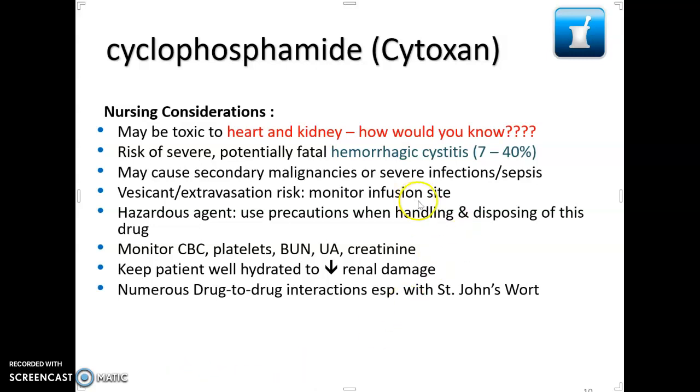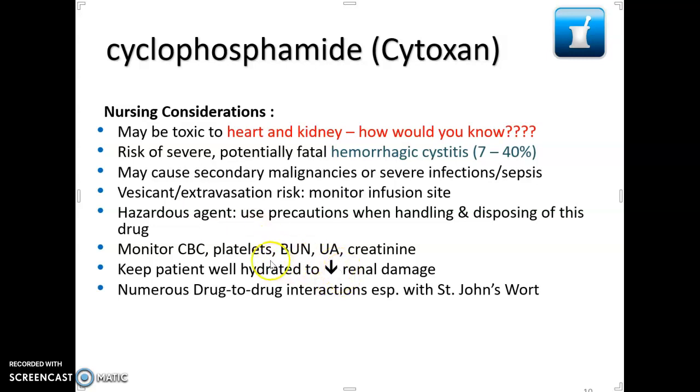It is a vesicant. You need to be worried about this drug if you're going to give it through a peripheral IV. Ideally, it should be given through a central line, where the tip of the catheter is at or near the heart, so that you get lots of blood mixing.